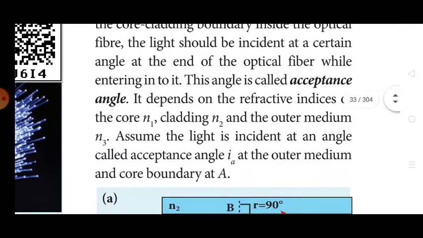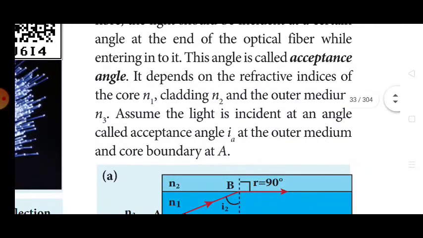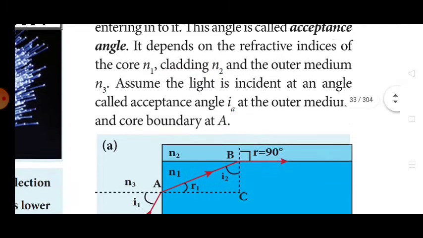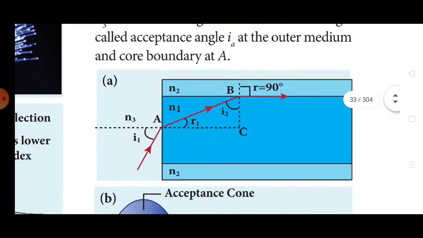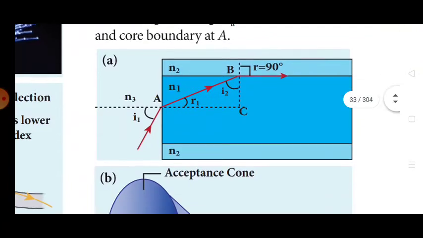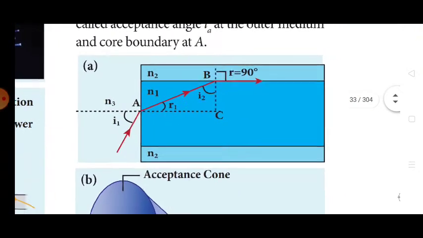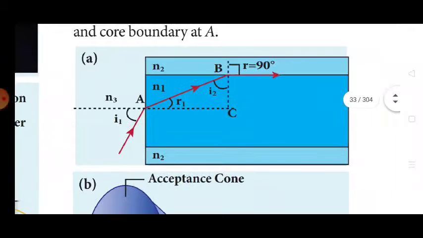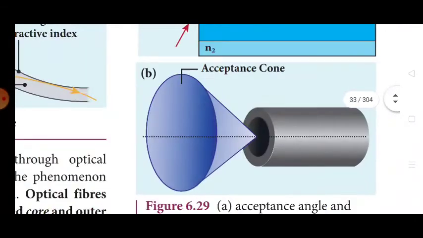It depends on the refractive indices of the core N1, cladding N2, and the outer medium N3. Assume the light is incident at an angle called acceptance angle IA at the outer medium and core boundary at A. Students, we are going to see acceptance angle with the help of this diagram. See the diagram very clearly, and this is also the cone-shaped acceptance angle. We are going to see it very elaborately.